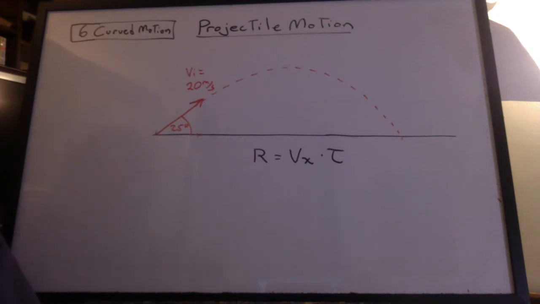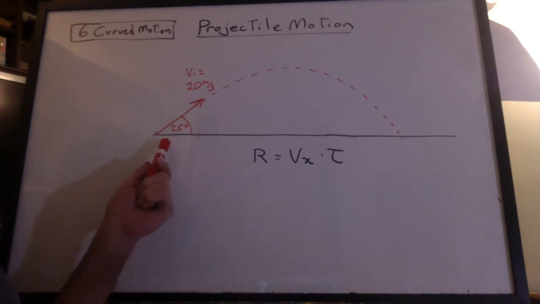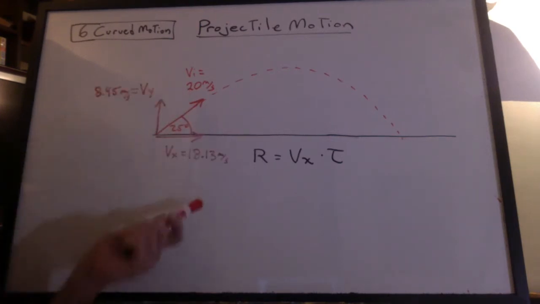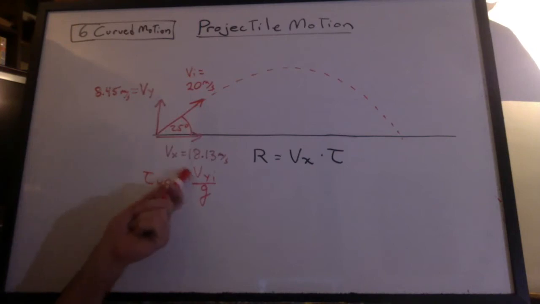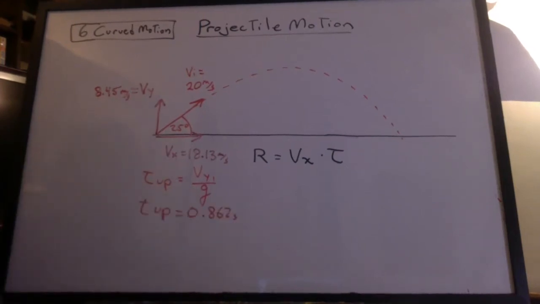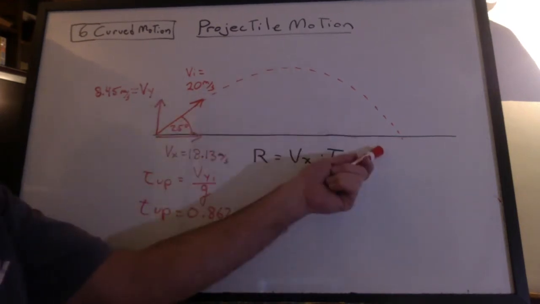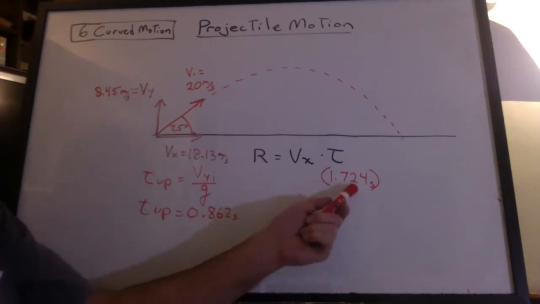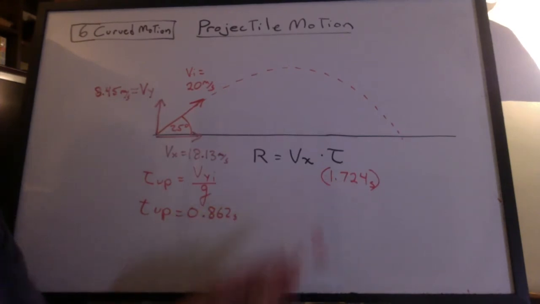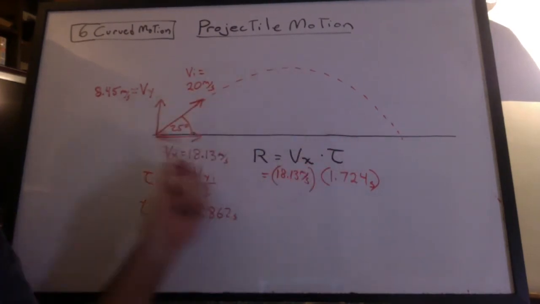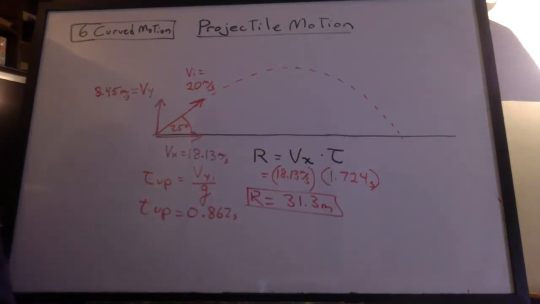Well, we ended our last video with this problem. How do you find the range when the ball is kicked at 25 degrees at 20 meters per second? We got the components. We said T up is Vy initial divided by g, giving us 0.862 seconds. The time up is the same as the time down, giving us 1.724 seconds for what we call the time of flight. And the whole time it's in the air, it's moving 18.13 meters per second sideways. This gives us a range of 31.3 meters.